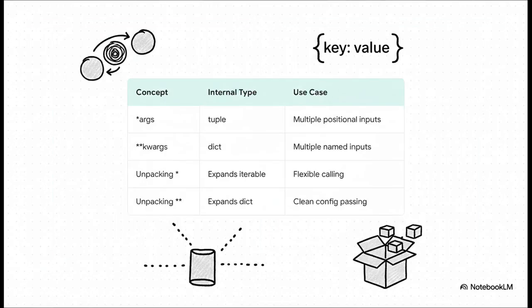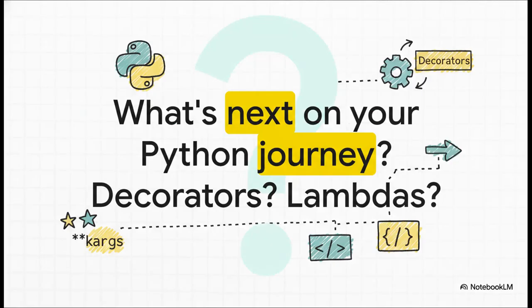So let's do a super quick final recap. Remember, args is your shopping bag for positional arguments. It gives you a tuple. Kwargs is your contact book for named arguments. It gives you a dict. And don't forget their superpower. You can use the stars when you call a function to unpack lists and dictionaries for incredibly clean and dynamic code. And there you have it.